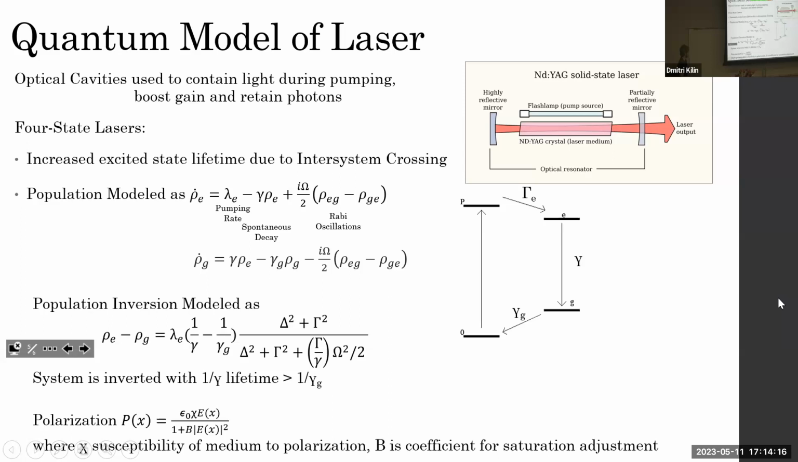And so if our lifetime of this excited state is greater than the decay rate from here, we can have a population inversion over time as our pumping is doing more work than the decay is. And then we can quantify the polarization, which will indicate how strong our electric field is over the cavity of our laser. And we also include B, which is our saturation, as Stephen mentioned earlier.